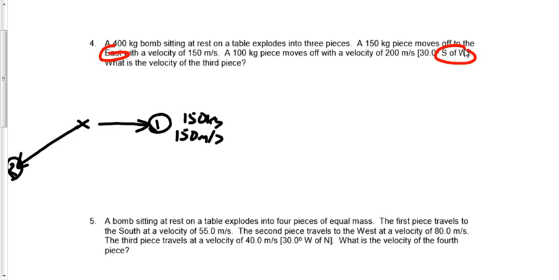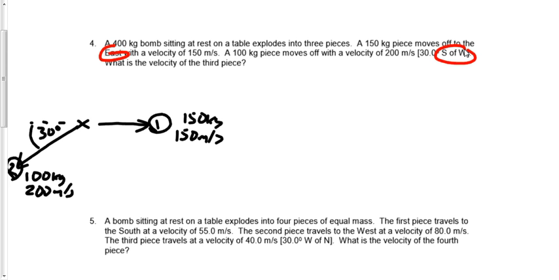Its mass is 100 kilograms, and its velocity is 200 meters per second. And its angle is 30 degrees. Right, that's south of west, right? The angle is measured from the west, south from the west, or south of west.